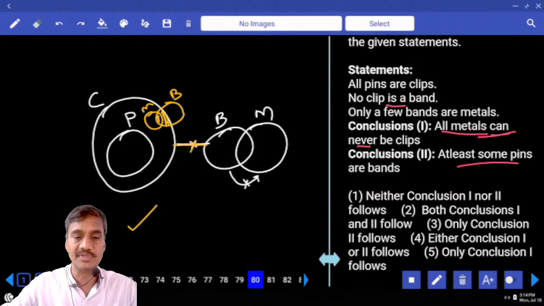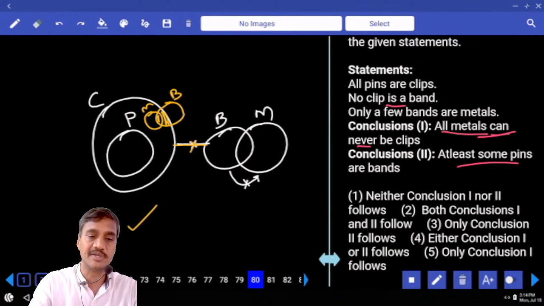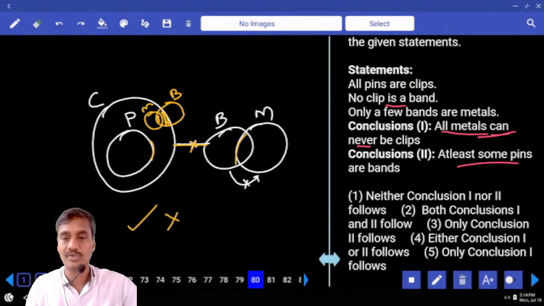Then second, some pins are bent. Pin is here, band is here. No intersection between these two. Hence only one follows. Only one, that is the given choice for question number 80.